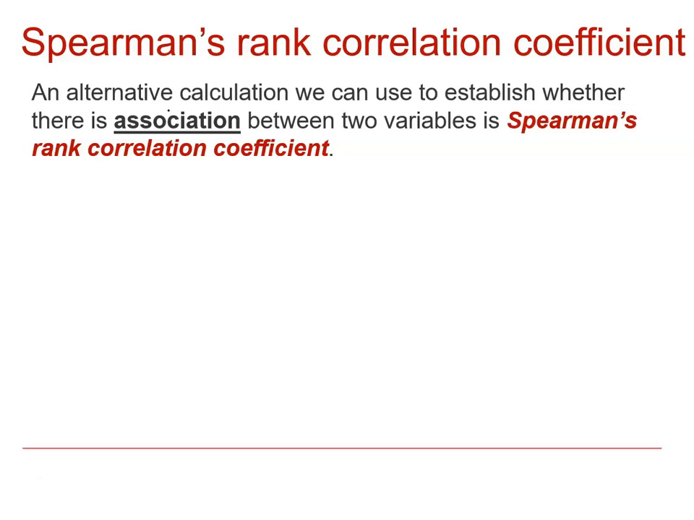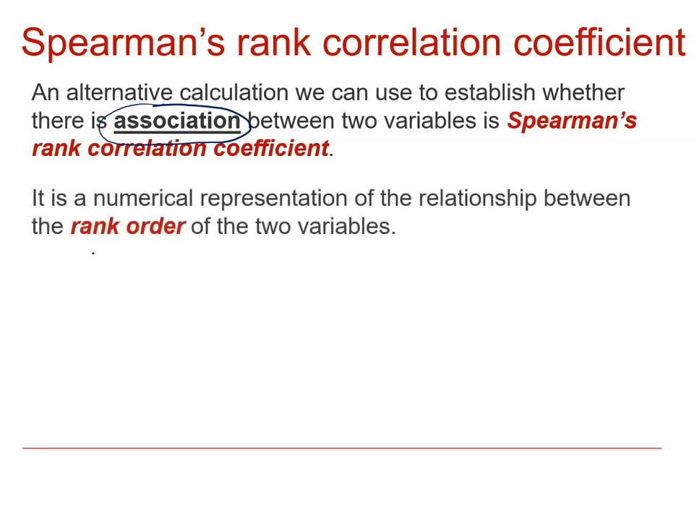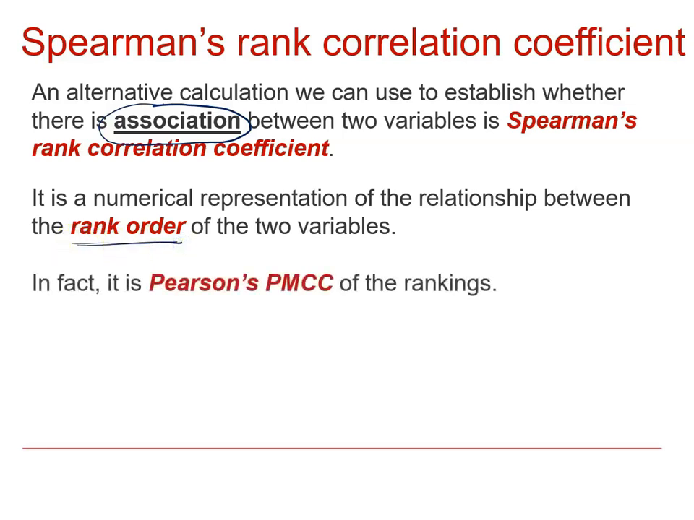An alternative calculation we can use to establish whether there is association between two variables is Spearman's rank correlation coefficient. Note that word association. We are no longer looking at correlation. We are no longer looking at whether the relationship is linear. So this is a numerical representation of the relationship between the rank order of the two variables. In fact, it is Pearson's product moment correlation coefficient of the rankings.